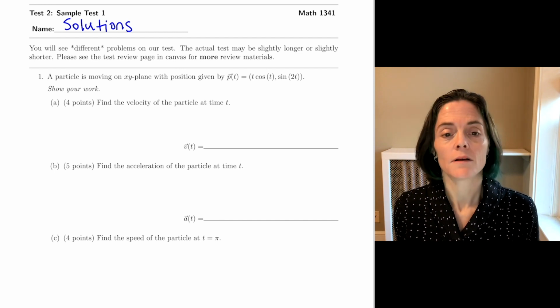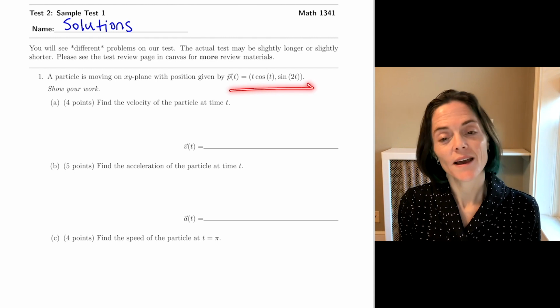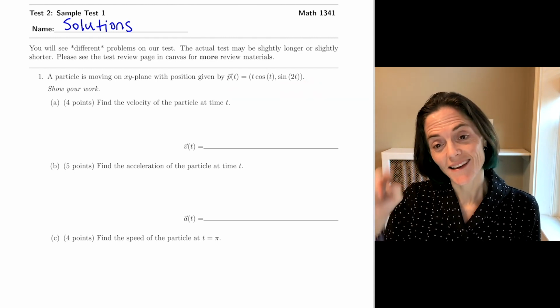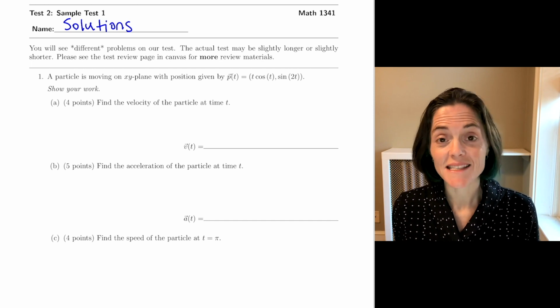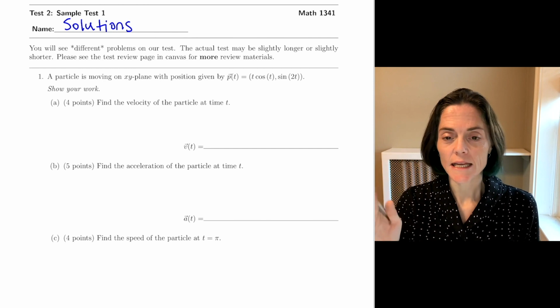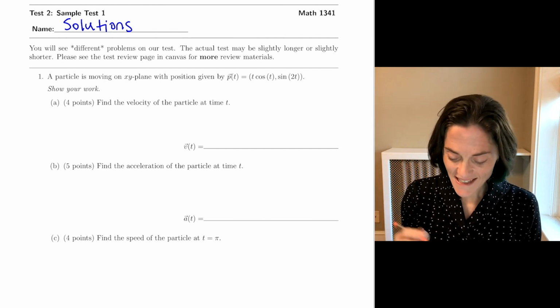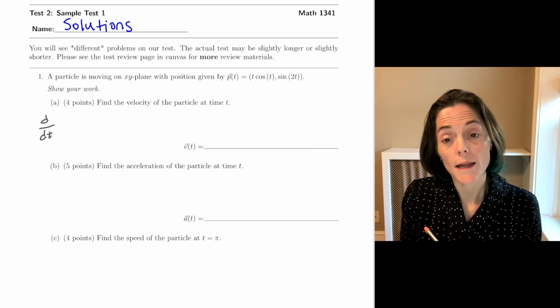We have a particle moving on the xy plane, and this is its position vector: t cosine t, comma, sine of 2t. The first part: find the velocity at time t. Well, we need to differentiate each coordinate. Maybe I'll come to the side and differentiate the part that involves the product rule.